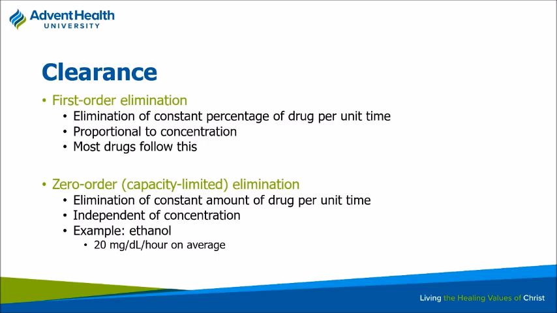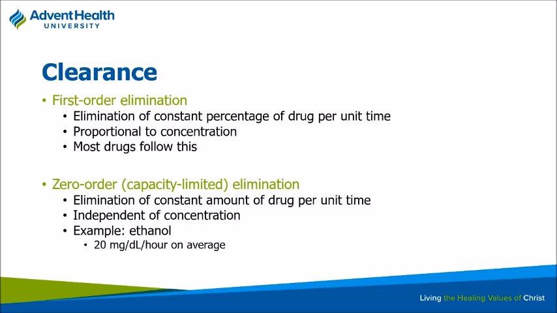The converse to that is going to be zero order elimination. Basically, this is when enzymes get saturated or certain carriers get saturated to a point where it doesn't matter what the concentration is in the body, I'm always going to metabolize and eliminate the same amount of drug per unit of time, right? So that's the big difference between these two. One's the same percentage, the other one's the same amount, right? Just baseline amount.